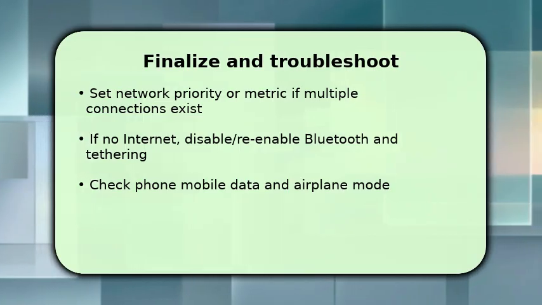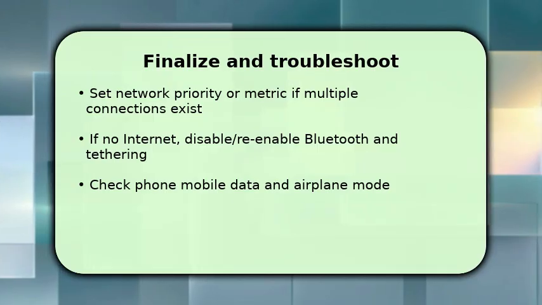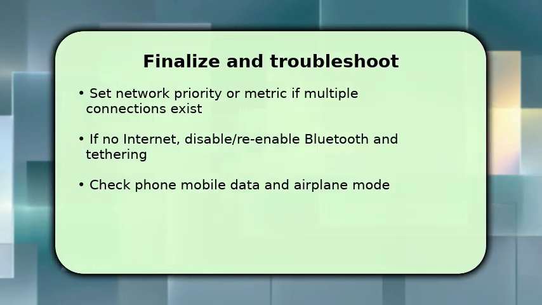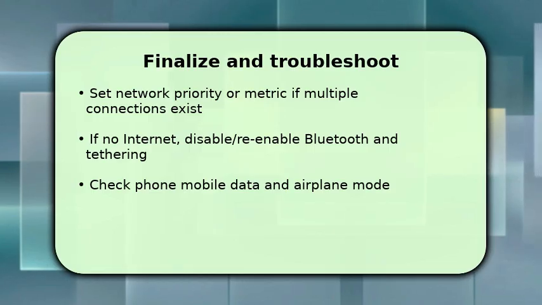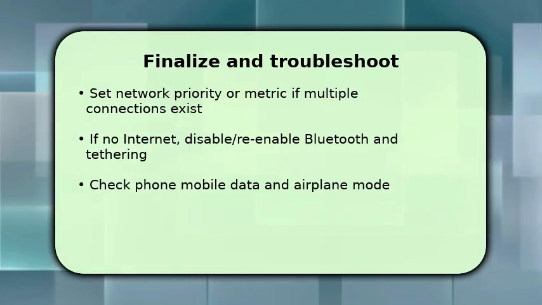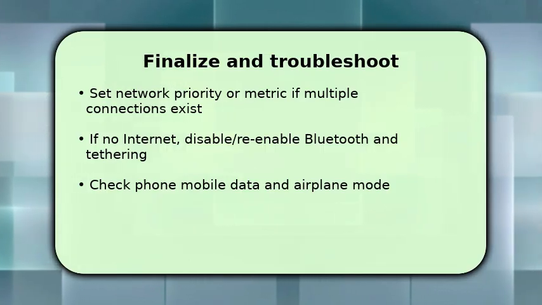If you don't get internet, disable and re-enable Bluetooth on both devices and toggle phone tethering. This often resets services. Make sure mobile data is active on the phone and airplane mode is off. If problems persist, restart both devices to clear stale network states and retry pairing.